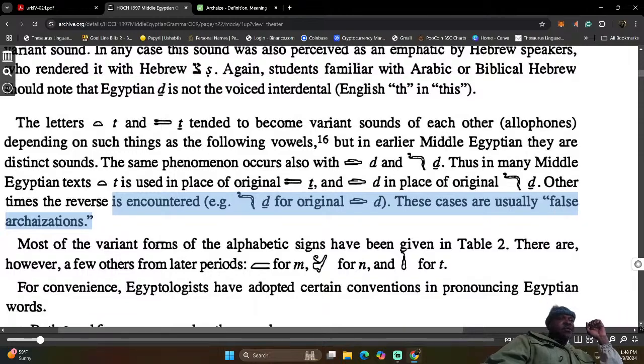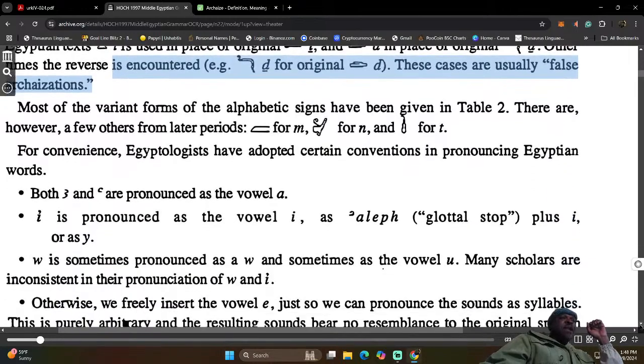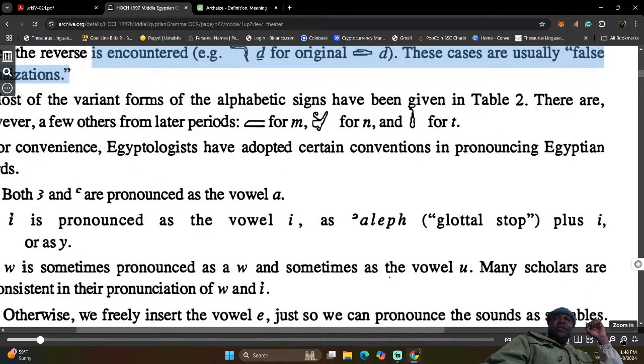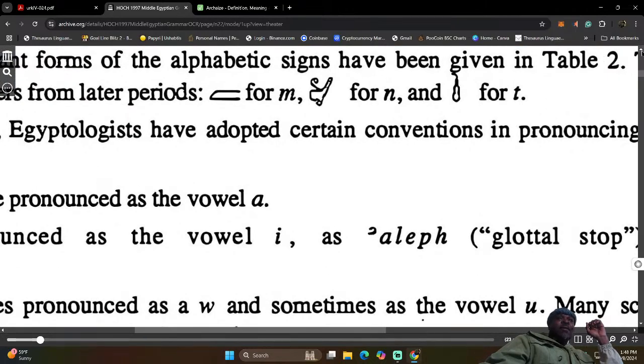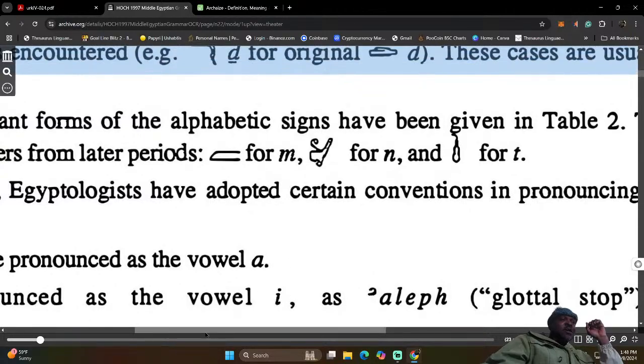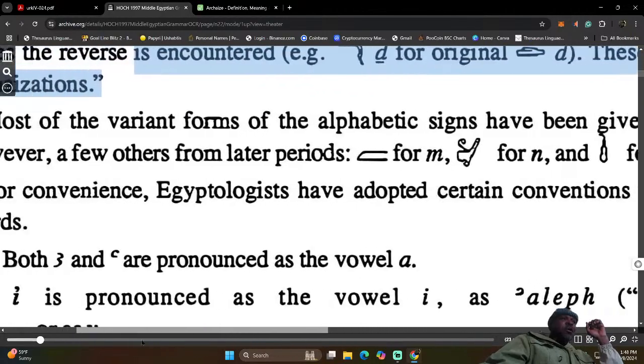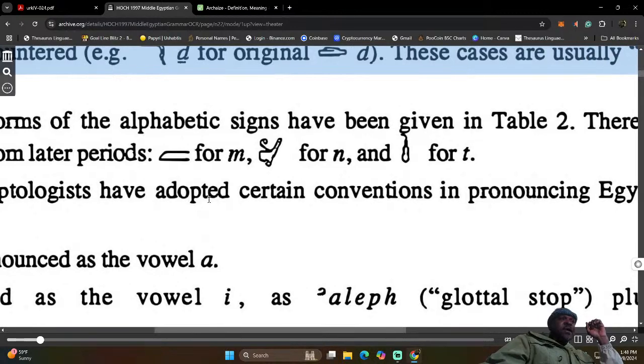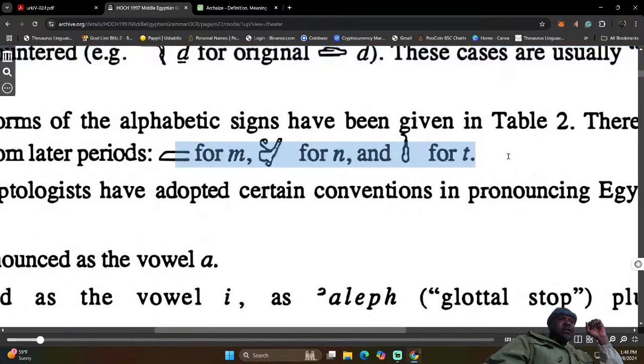Okay, cool. Let's continue. Most of the variant forms of the alphabetic signs have been given in Table 2. There are, however, a few of the later periods. So these are the ones that are most common to us. And a lot of people, not my archers, I ain't never talking about my archers, but a lot of people that I will read the glyphs with don't even know these. All right? So what do I mean? This is an M. This is also a different later period form of an M.